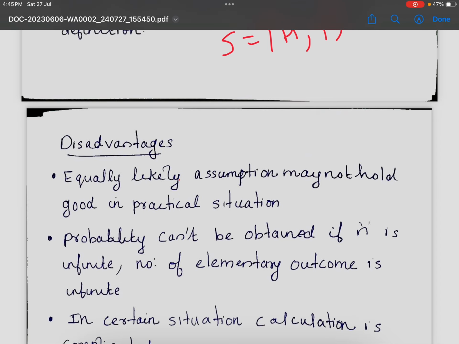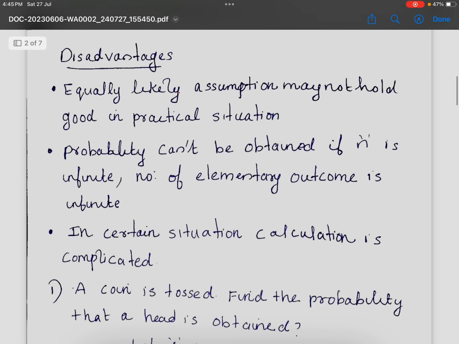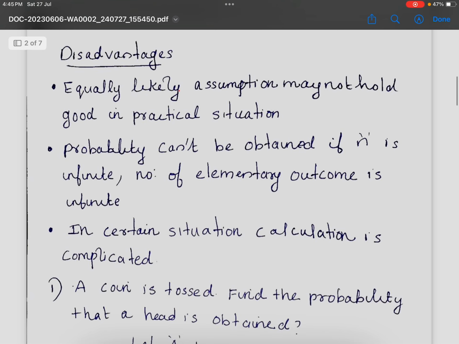Second, probability cannot be obtained if n is infinite, that is, if the number of possible outcomes is infinite. Third, in certain situations the calculation is complicated. These are the disadvantages.